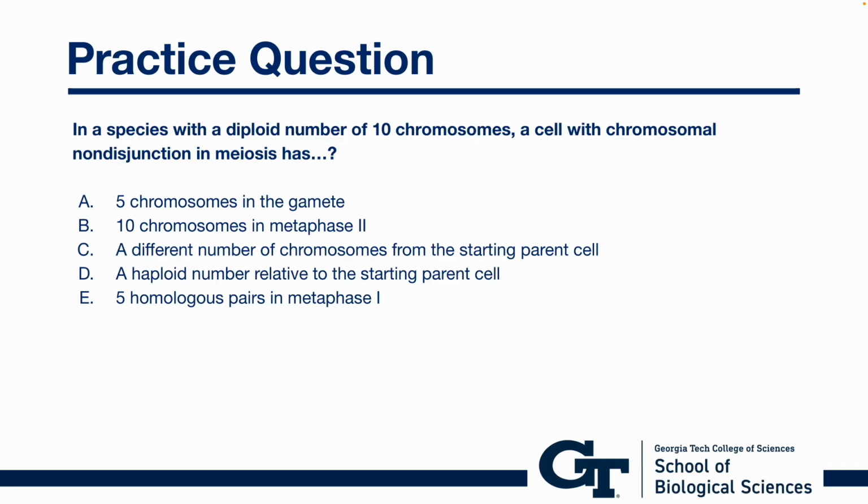So again, we see here where we have this question about nondisjunction. And really when we're looking at the answer choices, we have to identify what must be true, right? When we look at these, we see 5 chromosomes in the gamete, 10 chromosomes during metaphase 2 of meiosis 2, 5 homologous pairs in metaphase 1. And the thing here is that if nondisjunction happens, we have no idea what happens to the chromosome number. We are not told. So the only thing that can be true is that it's going to have a different number of chromosomes. That is the one guarantee that will happen during nondisjunction. The rest, we have no way of knowing unless the question provided us with more information.